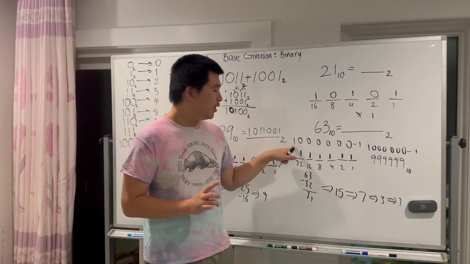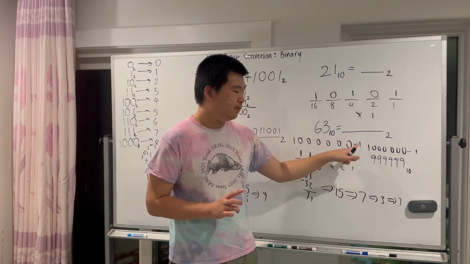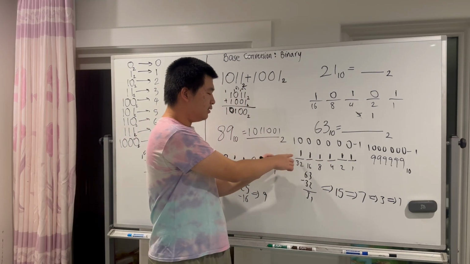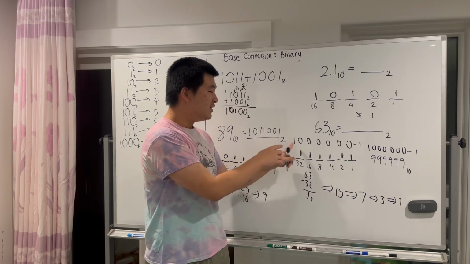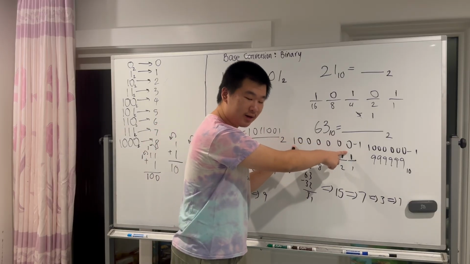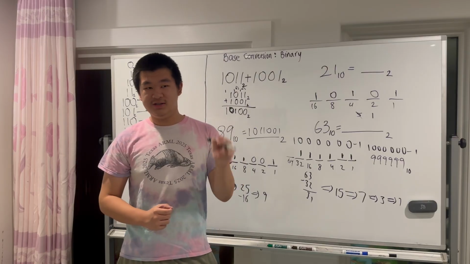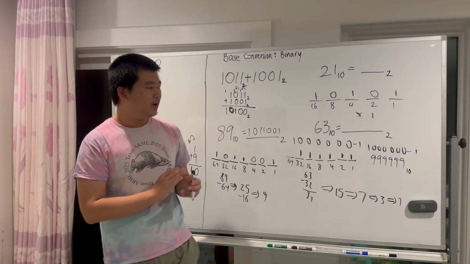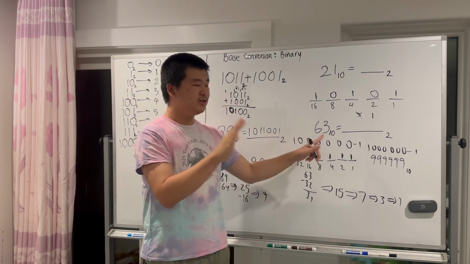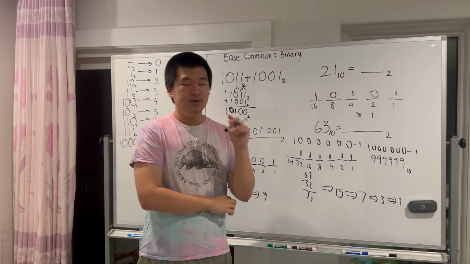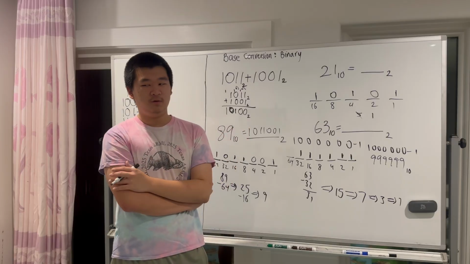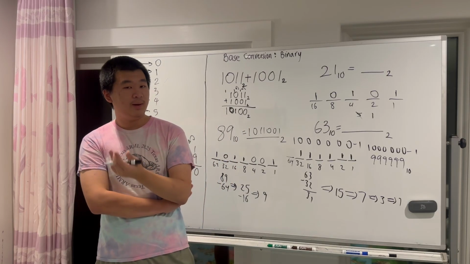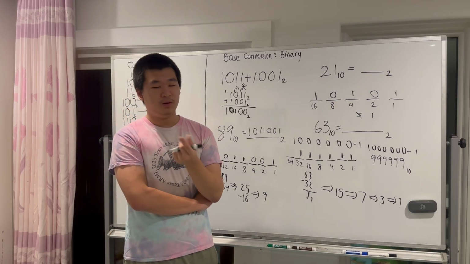So this is 1, 0, 0, 0, 0, 0, 0, minus 1. What's this in base 2? That would be the next place value, 64. This is 64 minus 1, because 64 is 1, 0, 0, 0, 0, 0, 0 in base 2, because it's a perfect power of 2. So when I gave you 63, instead of doing this, you could have said 63 is 64 minus 1, which is 1, 0, 0, 0, 0, 0, 0, minus 1, which is 1, 1, 1, 1, 1, 1.